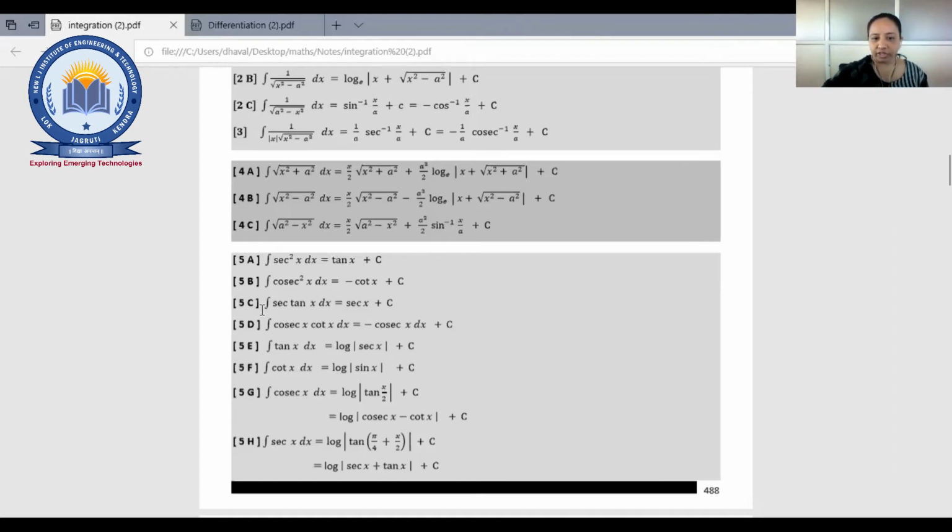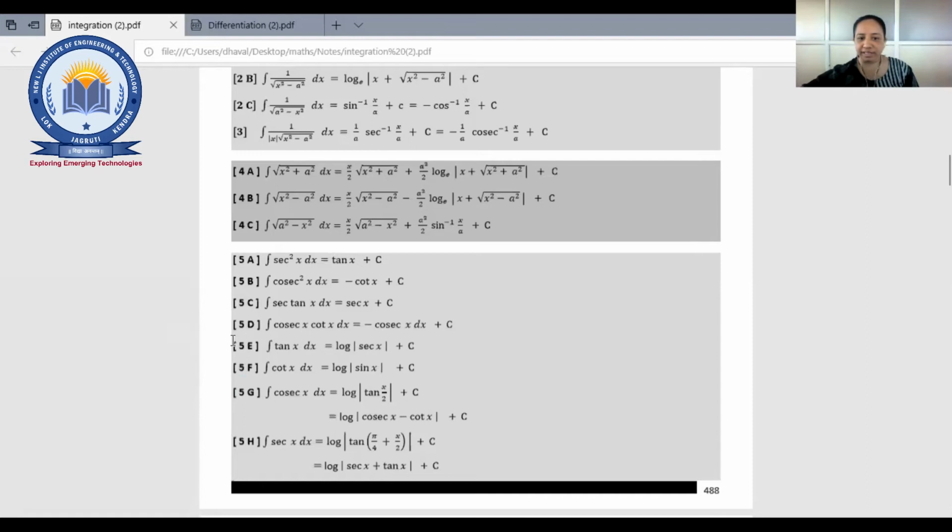So revise these equations, right? The integration of sec x into tan x equals sec x. Now cosec x into cot x, because that is the differentiation of cosec x. So that is also a reverse process, right? Integration of cosec x into cot x is minus cosec x. Integration of tan x is log sec x. Integration of cot x is log sin x.